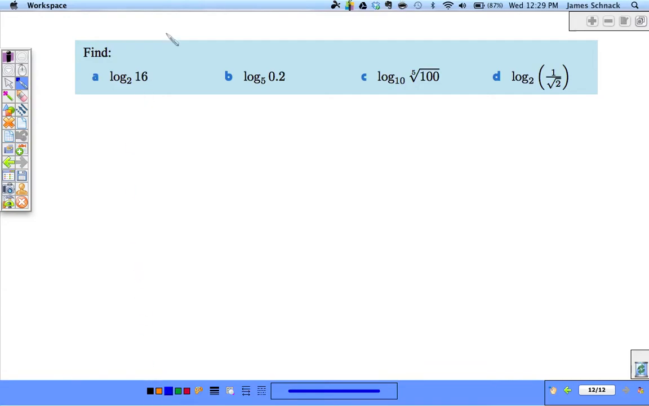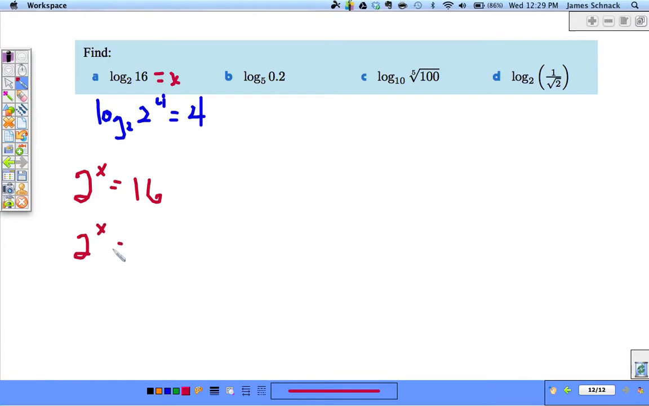So here we go. Log base 2 of 16. We can do this two different ways. Log base 2 of 2 to the 4th. What do you think happens with log base 2 of 2? Cancels out. They undo each other, leaving us with 4. Or another way to look at this is say, okay, this equals x. 2 to the x equals 16. 16 is the same as 2 to the 4th, x equals 4.